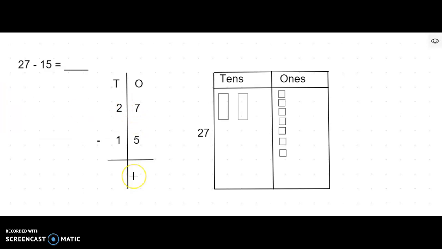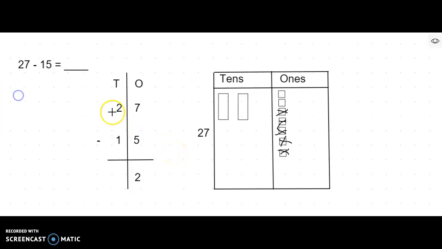I'm going to look at my one side first, of course. And I have 7 ones, and I'm taking away 5. So let's go ahead and take away 5 ones. Ready? 1, 2, 3, 4, 5. How many ones do I have left? I have 2 ones left. 7 take away 5 is 2. Good job.